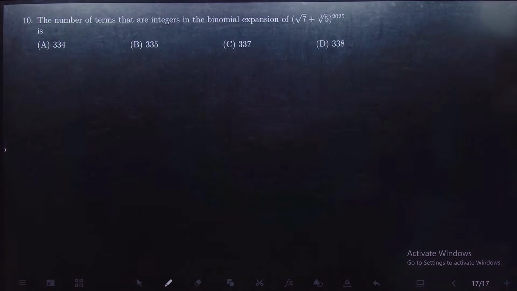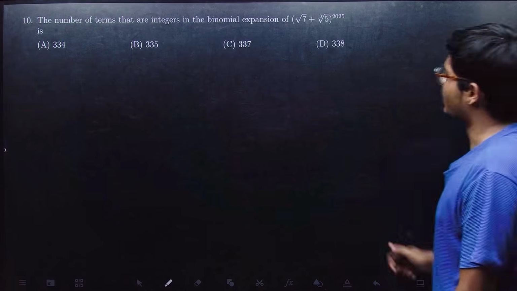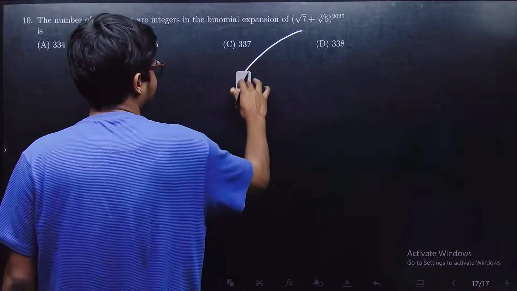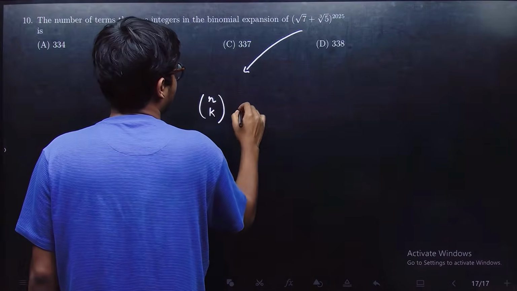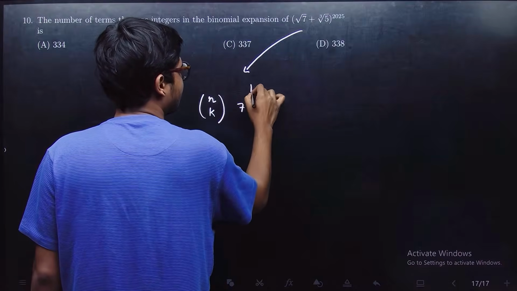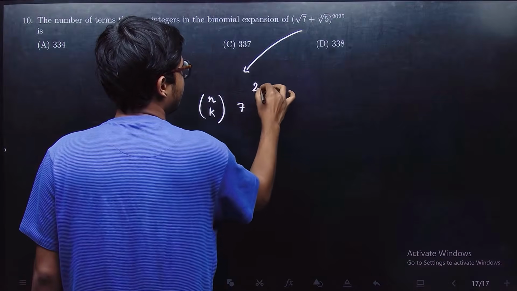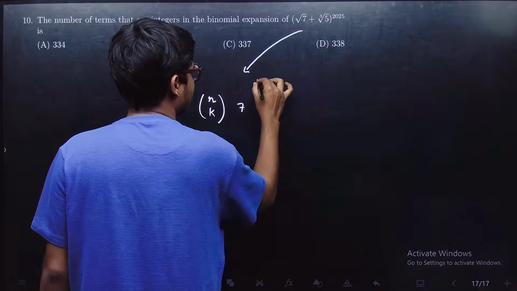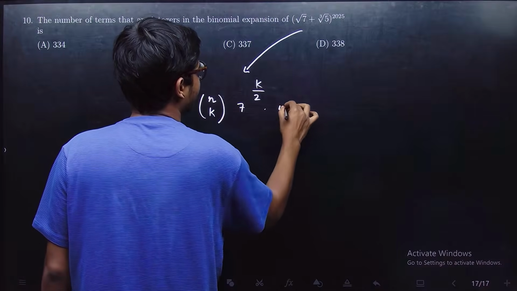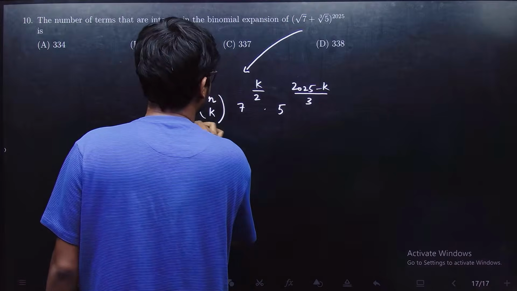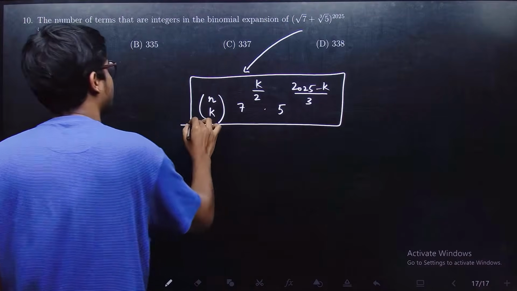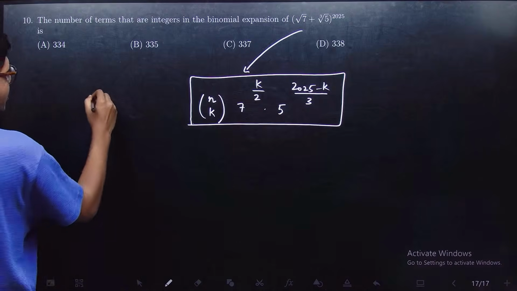Coming to question 10. The number of terms that are integers in the binomial expansion of this is what? So what is the general term going to look like? Remember, for any question like this, you find the general term. So it's going to be n choose k, 7 to the power k by 2 times 5 to the power 2025 minus k divided by 3. This is what you're going to get, where k ranges from 0 to 2025.